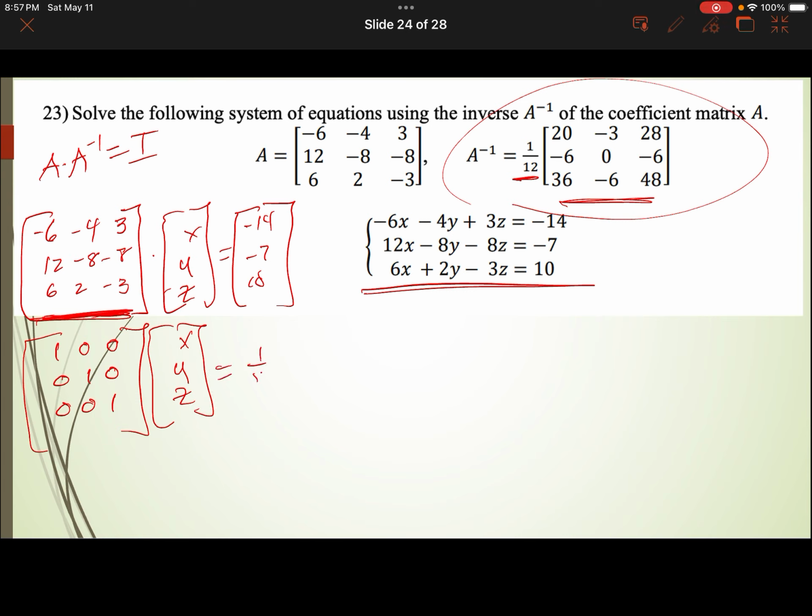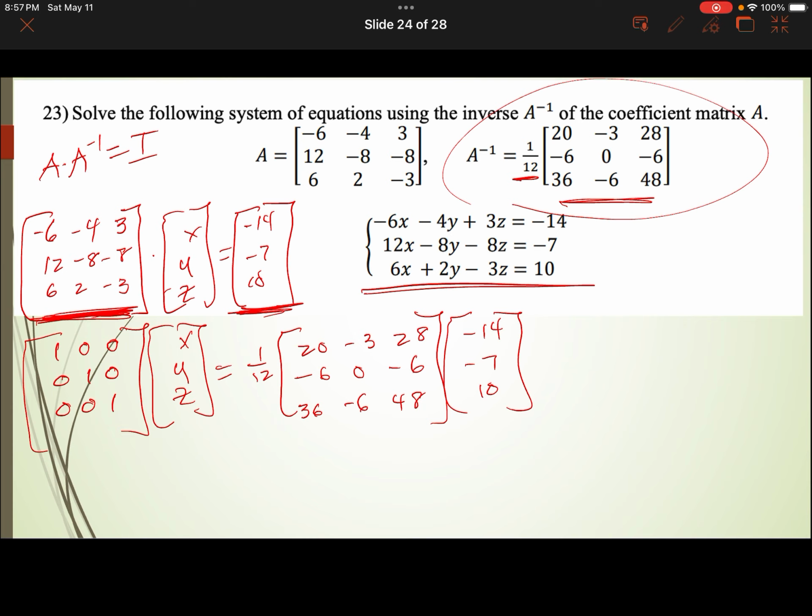We're going to save the 1/12 because I don't really want to do 20/12, 3/12. So we're going to leave it like this. And then -6, 0, -6, 36, -6, and 48. That's my inverse, and I'm going to multiply it. I multiply the inverse on this side, so I've got to multiply it on this side too. So I get -14, -7, and 10.